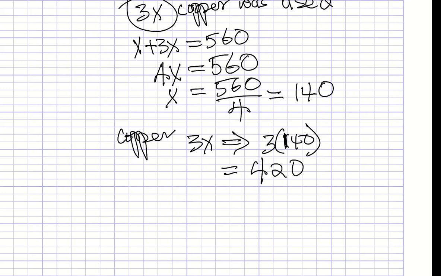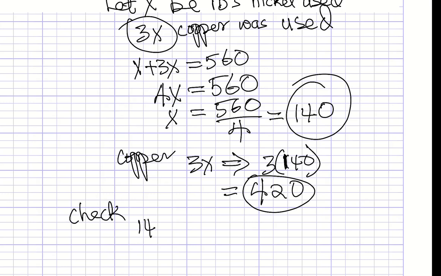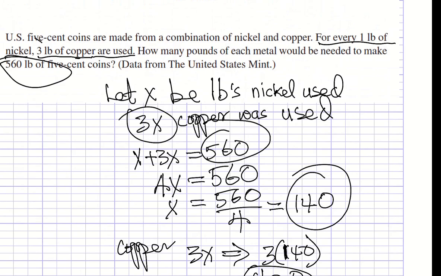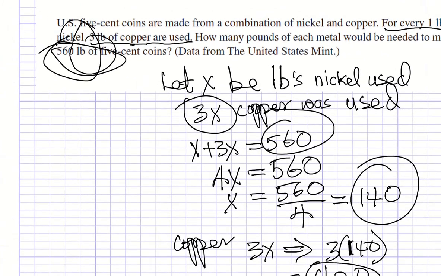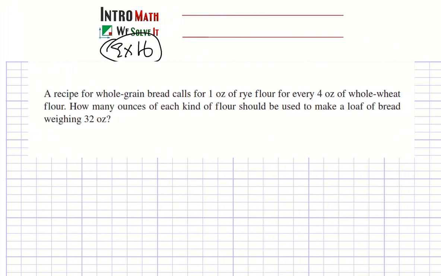So basically what that means is we'll have x equal to this, and then copper is that. If you check, you see 140 plus 420. How many is there? Let me see. It's 560, man. So you check that. That's what was given in the problem right there. Okay, we're done with that one. We'll move on to the next one, man.